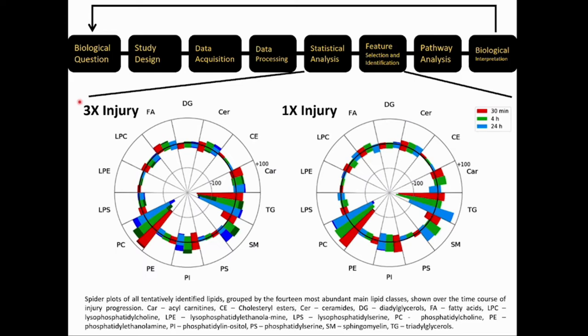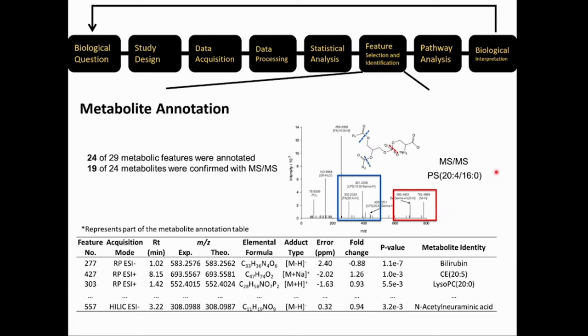If you compare the 3X injury to the 1X injury, you see that, as expected, the changes are much more substantial with the 3X injury, okay? And we basically went in and identified each one of these molecules in a very tedious way so we could map them onto pathways and get some biological meaning of what all this means. The way that we do that annotation is by fragmenting the molecule. Here is an example.